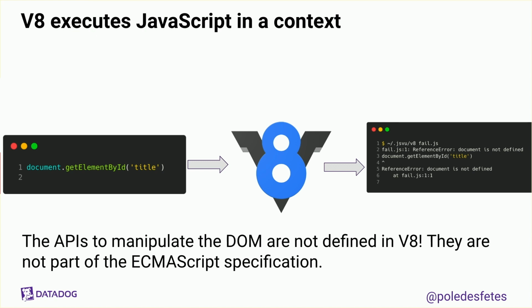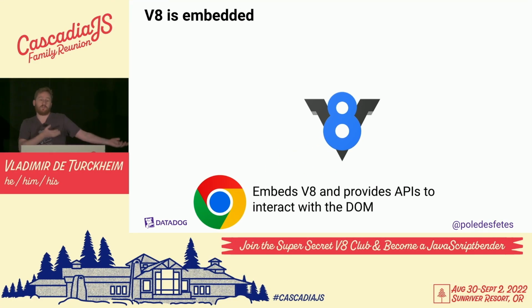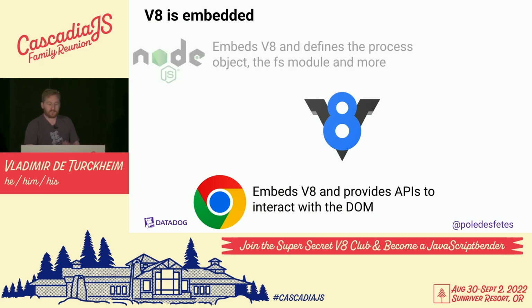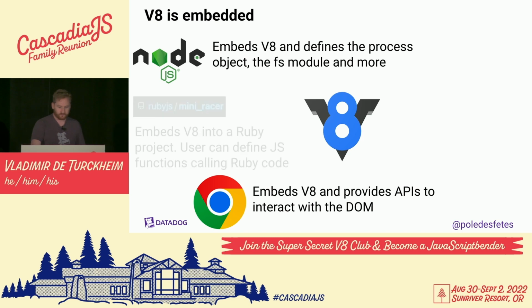And here's the thing: V8 just runs JavaScript, but you need to provide a context with new APIs when you want to interact with something outside of your JavaScript program. So let's say you are in Chromium. Chromium bundles V8, Chrome bundles V8, and provides APIs that can be called in JavaScript to interact with the DOM. And same thing for Node. Node basically embeds V8 and provides APIs for the JavaScript code to interact with the operating system and the network.